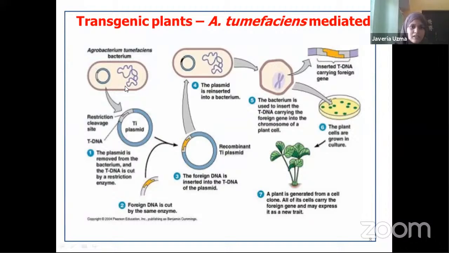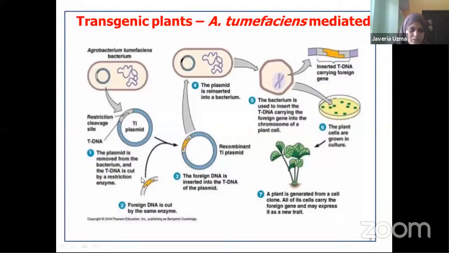So this is an agrobacterium. It is a bacteria which has, apart from its own chromosome, a plasmid DNA. Plasmid DNA is an extrachromosomal circular genetic material which has the capacity to transfer. So this TI plasmid has an area known as tDNA, transfer DNA. In this transfer DNA, you have a restriction cleavage site. So here you can break the tDNA and introduce your gene of interest.